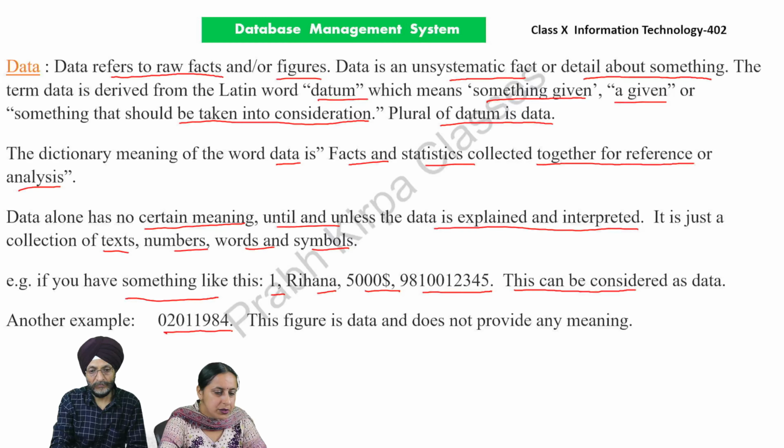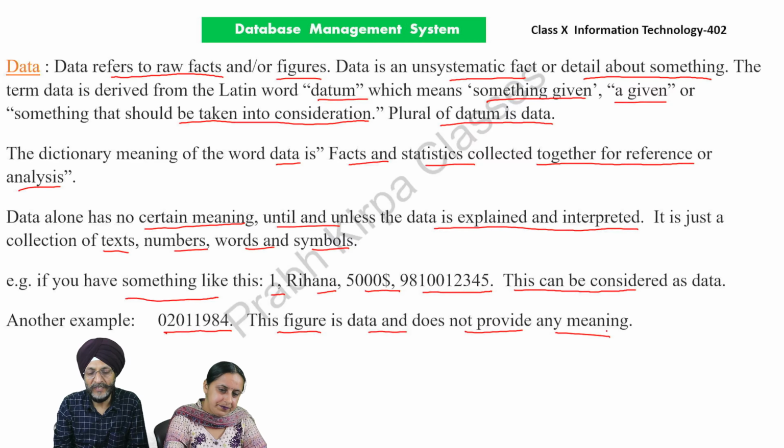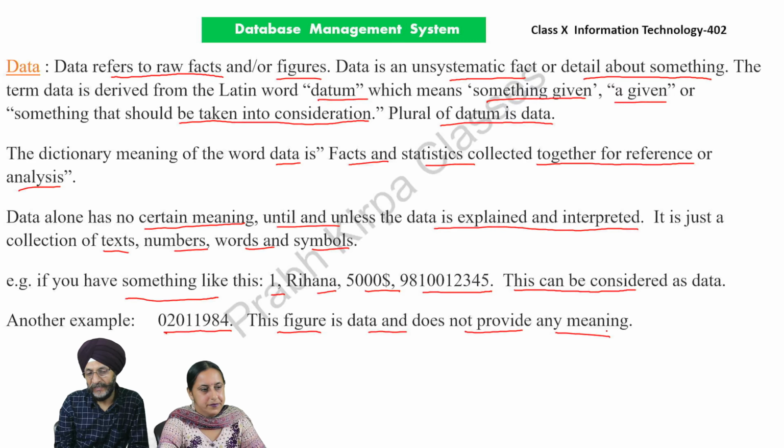Another example, 020119884, this figure is data and does not provide any meaning. As already told, data is something which are raw facts or figures. It is just a collection of text or numbers, words or symbols from where we cannot come to any conclusion. In this example, you have seen that one represents nothing. It may be a serial number, it may be a roll number, it may be a count number.